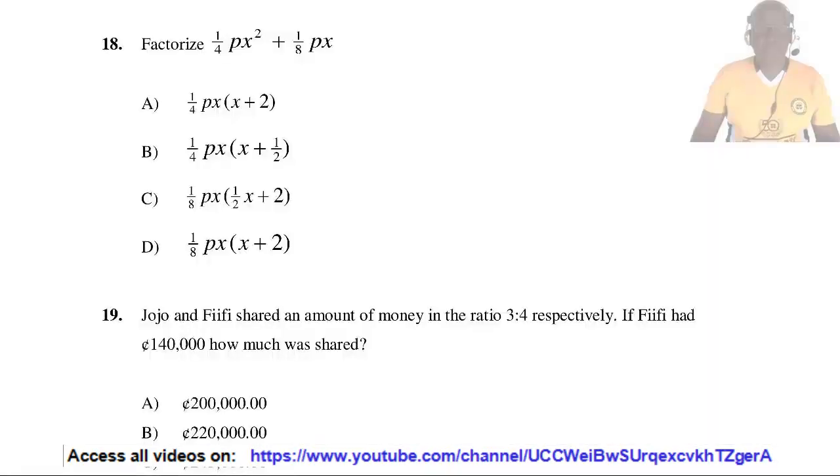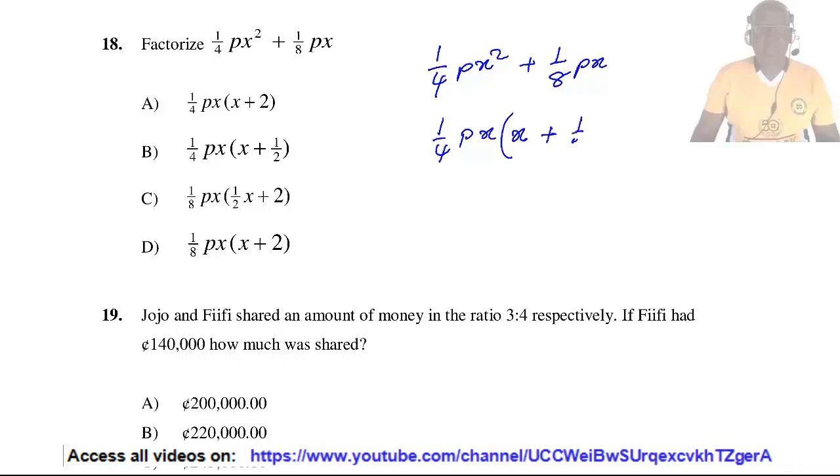Question 18. Factorize 1/4 PS squared plus 1/8 PS. That is 1/4 PS squared plus 1/8 PS. Let the common factor be 1/4 PS. Then S over here. Then half over here. Take note that 1/4 times half equals 1/8. So the answer is B.